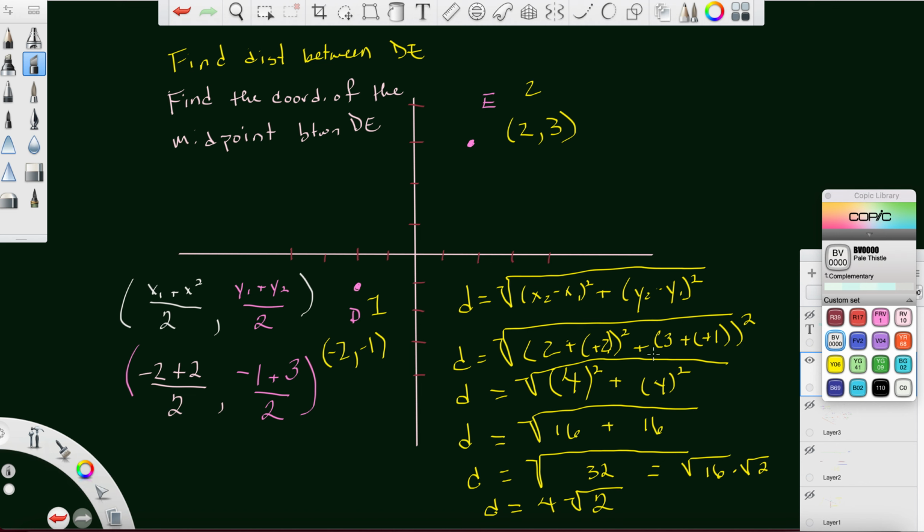So negative 2 plus positive 2 is 0. Divided by 2 is still 0. Negative 1 plus positive 3 is 2 over 2. And when you do that division, you get 1. So this is your midpoint. It's as easy as that. And that's really all there is on the test.